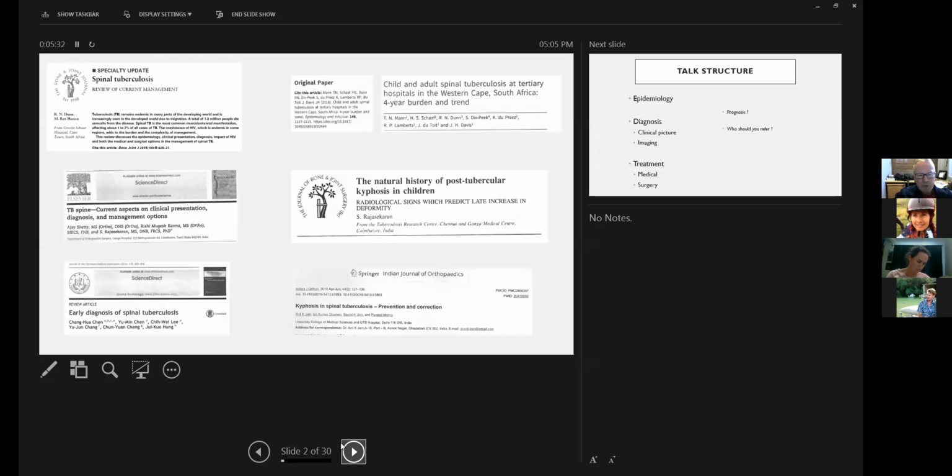As you can see, there are several journal articles here that I used in putting together my presentation. I would just highlight the top ones on the left and the right, which are from South African authors. In particular, I'd like to credit Prof. Rob Dunn as a world recognized authority on TB spine. I've also included articles by Rajasekaran and Jane, which should be fairly well-known names to some of you.